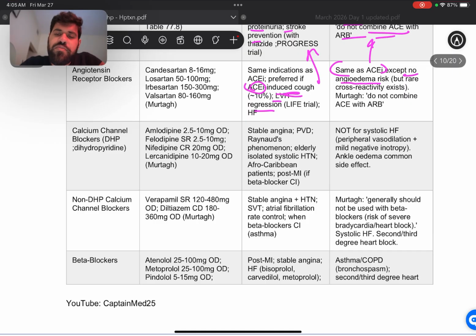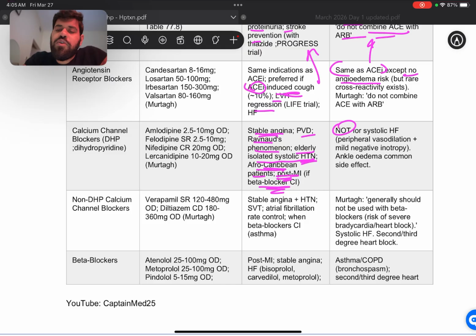Now coming to CCBs, we give them in stable angina, PVD, Raynaud's phenomenon, because all of these drugs are going to cause vasodilation. Again, elderly patients with isolated systolic hypertension, Afro-Caribbean patients, post-MI if beta blockers are contraindicated. They are not for systolic heart failure, because they cause peripheral vasodilation with mild negative inotropy. Ankle edema is a common side effect.